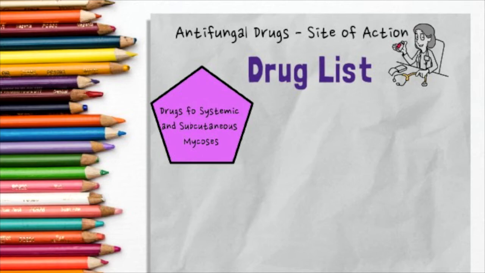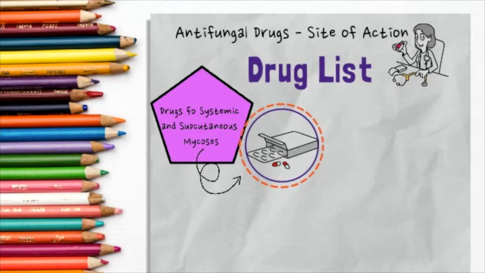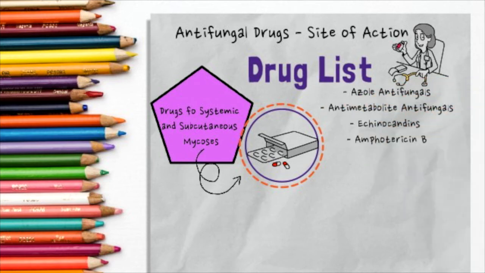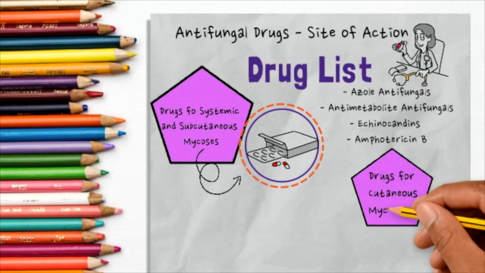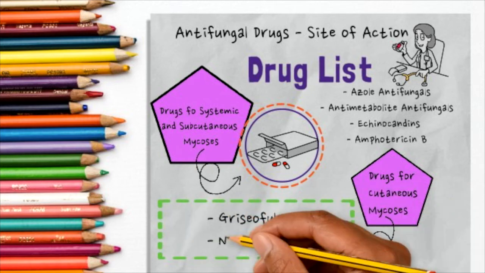The first category is the drugs for systemic and subcutaneous mycoses. These drugs include azole antifungals like fluconazole, itraconazole, posaconazole, voriconazole. It includes antimetabolite drugs including flucytosine, echinocandins like caspofungin, micafungin, anidulafungin, and amphotericin B. The second category of antifungal drugs is the drugs for cutaneous mycoses. These drugs mainly include nystatin and griseofulvin.